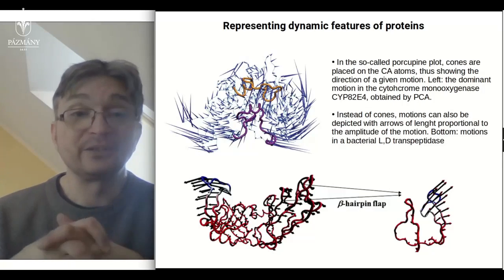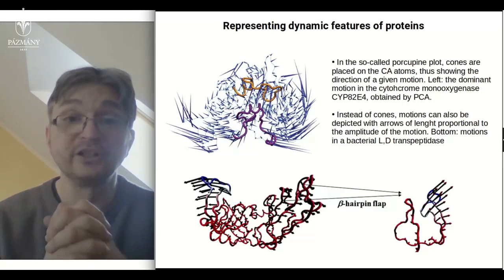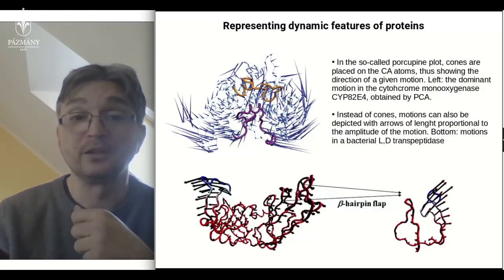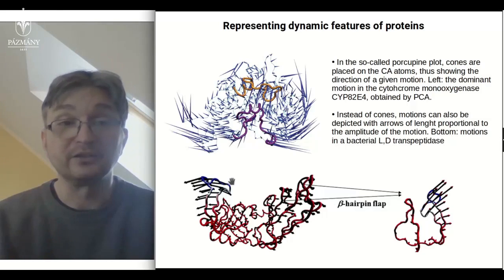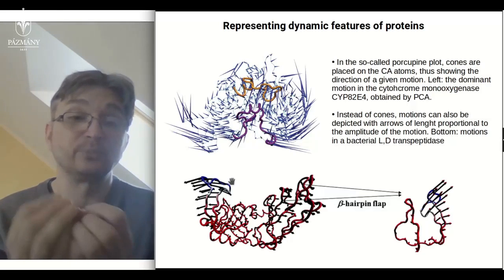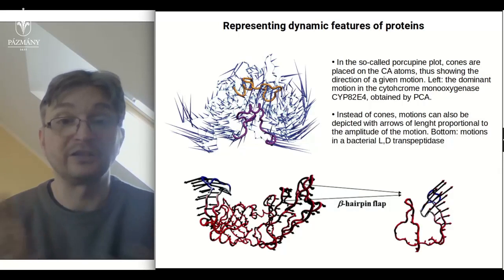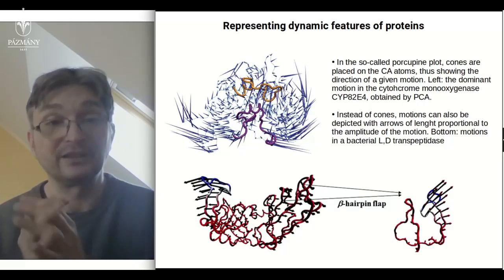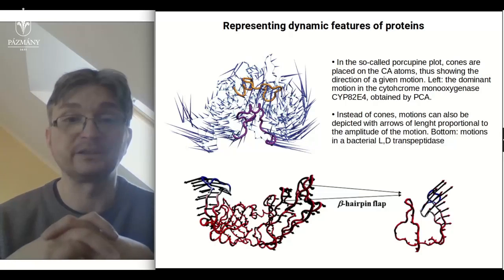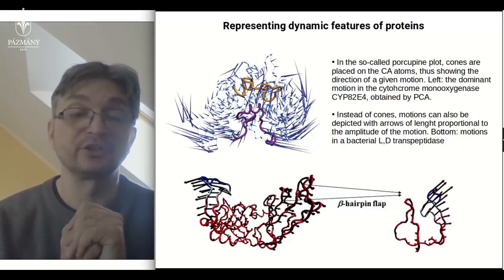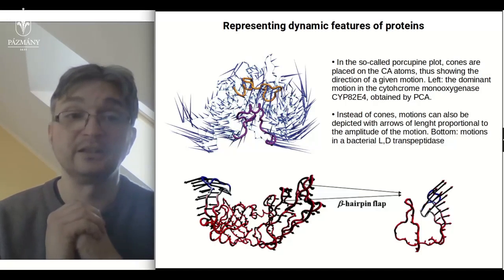Last but not least, we can also represent the motions with the so-called porcupine plot or arrow plots, where we basically put a cone or an arrow on the C-alpha atoms, that represent both the direction of the motion and the extent, the amplitude of the motion. These are again prepared usually based on principal component analysis. So usually such a plot describes a motion along one of the principal components in the protein.